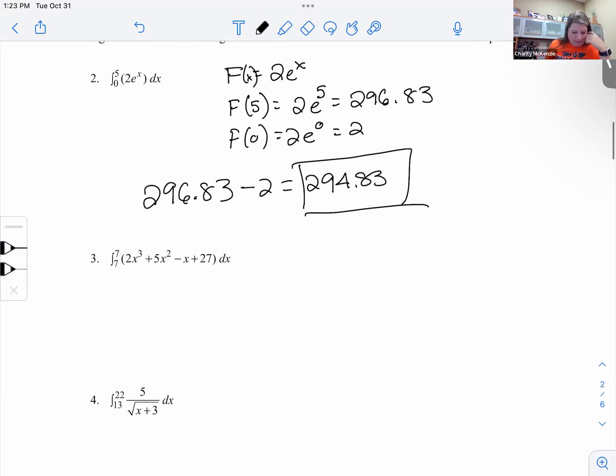All right. Problem 3. I'm hoping you notice you're going from 7 to 7 before you even start your antiderivative. I'm not going anywhere. There's no area. Okay. We like that problem. We don't love 4.